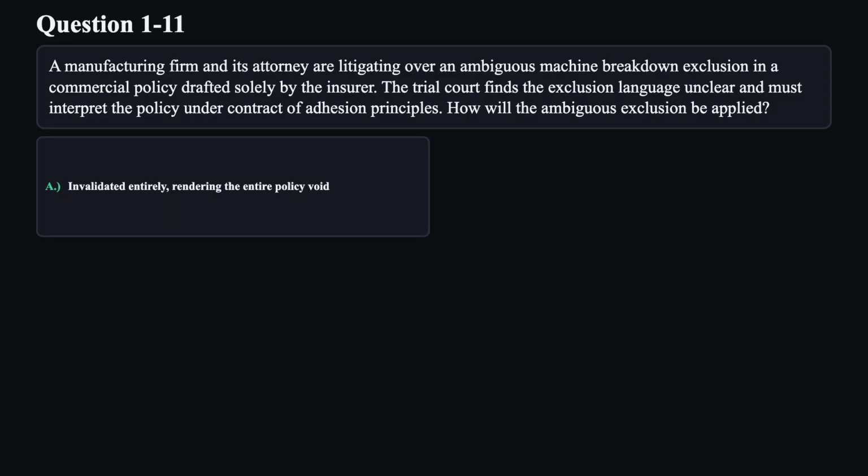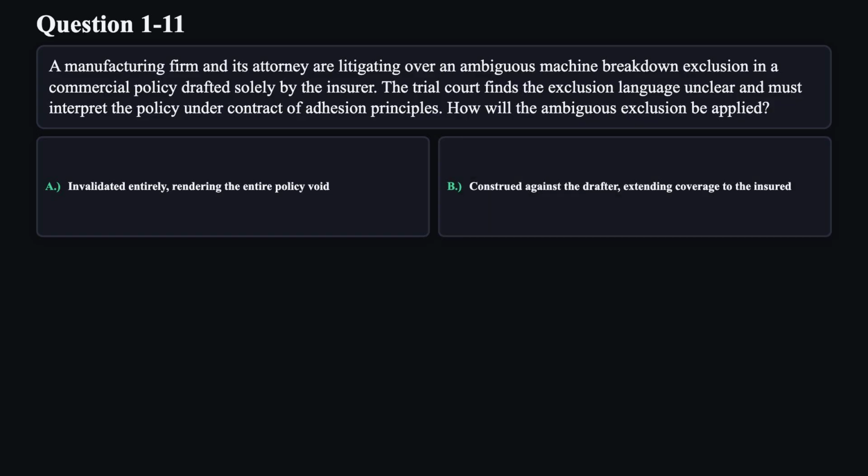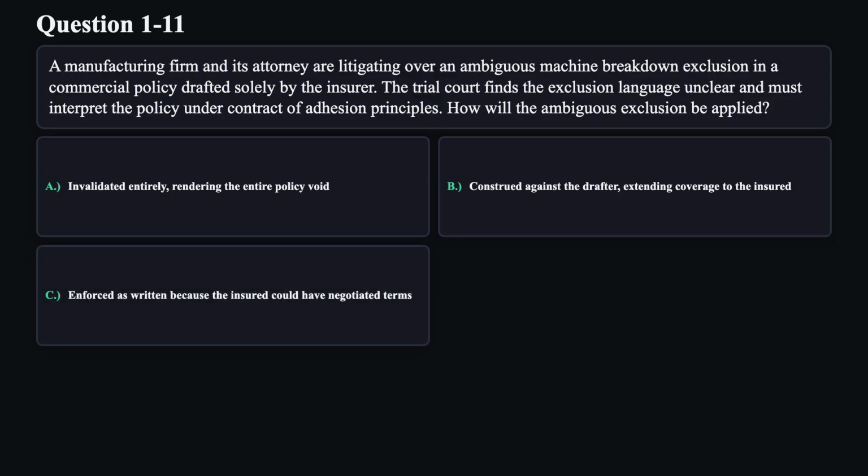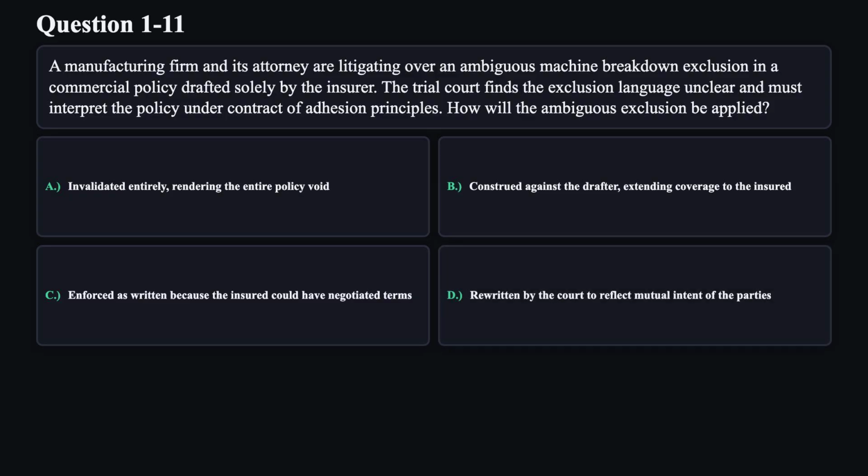A. Invalidated entirely, rendering the entire policy void. B. Construed against the drafter, extending coverage to the insured. C. Enforced as written because the insured could have negotiated terms. D. Rewritten by the court to reflect mutual intent of the parties.